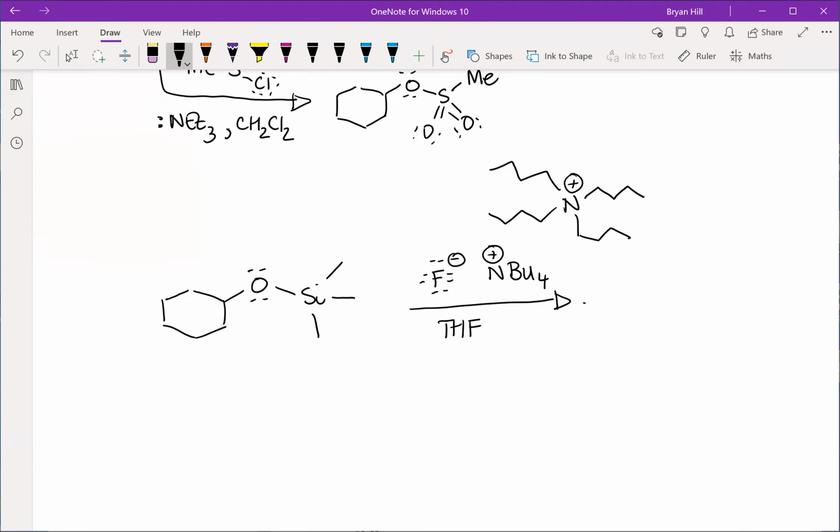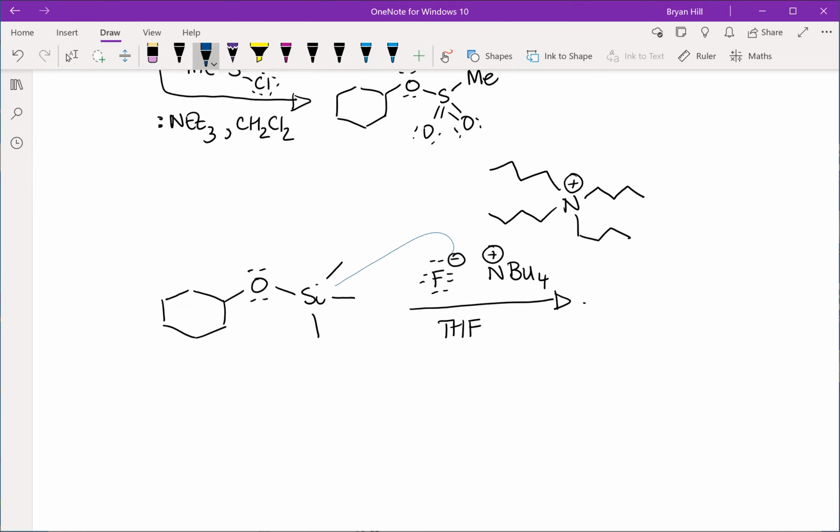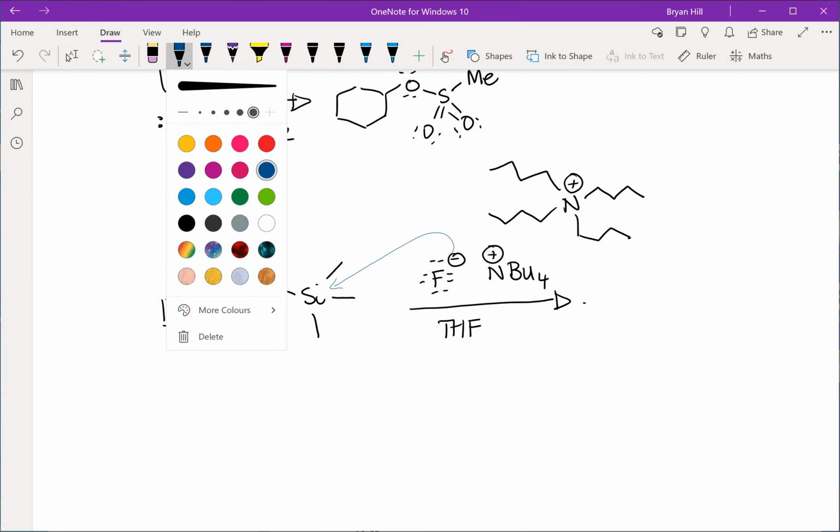With these 4 chains, remember salts aren't particularly soluble in nonpolar solvents. THF is polar, but with these larger chains, that helps with the solubility of it. And then fluoride is basically by itself as an anion. And the way that this works is that this just comes along and attacks the silicon.